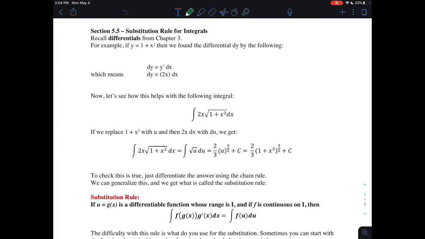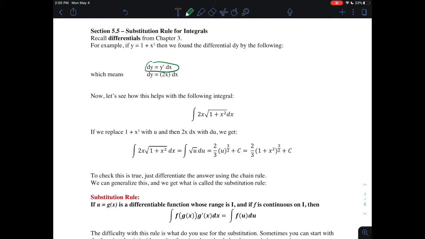Section 5.5, the substitution rule for integrals. To see this rule, we're going to first recall differentials from Chapter 3. For example, if we had y equal to 1 plus x squared, then we found the differential dy by the following: dy is equal to the derivative of y with respect to x dx, or y prime dx.